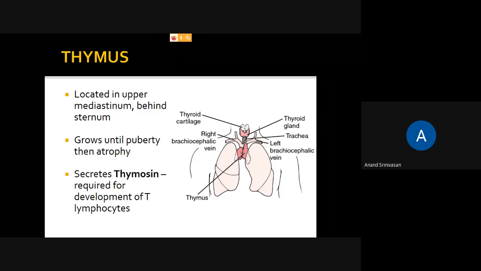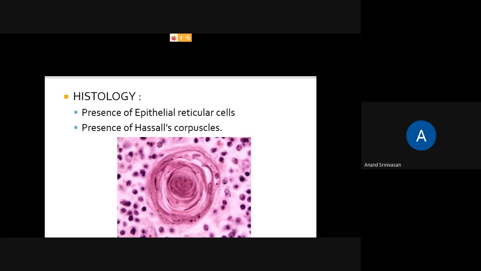So the thymus is located in the upper mediastinum just behind the sternum. It secretes the hormone thymosin and helps in the production of T cells. They grow until puberty, after which it regresses. Histologically, the thymus is composed of epithelial reticular tissue cells and Hassall's corpuscles.